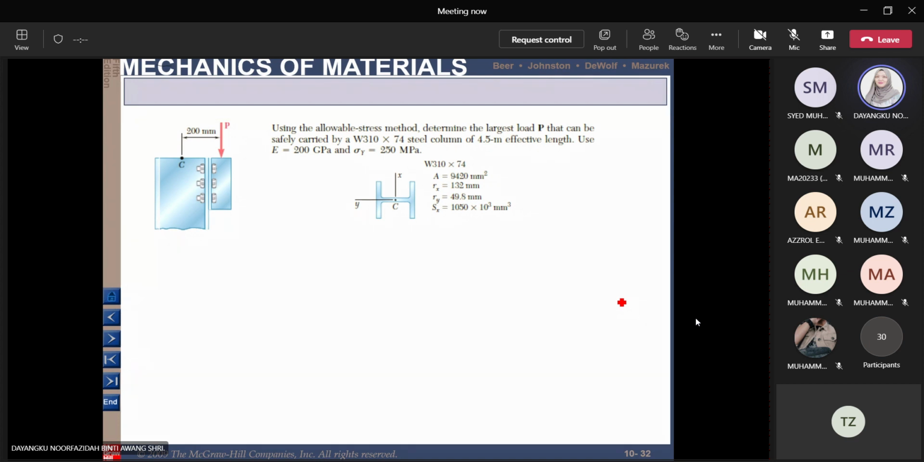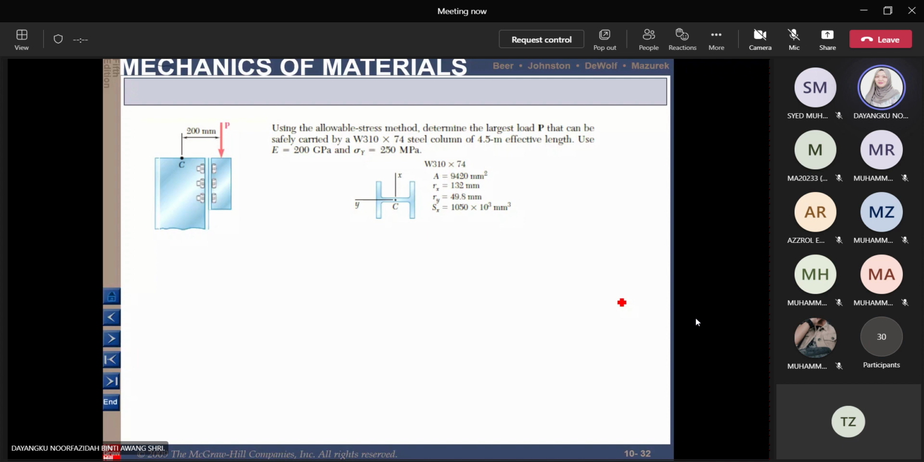And then we have the effective length. LE is already calculated, so this is 4.5. E is given there, 200 gigapascal, and then we will have our sigma Y equal to 250 MPa. So we need to use the allowable stress method.